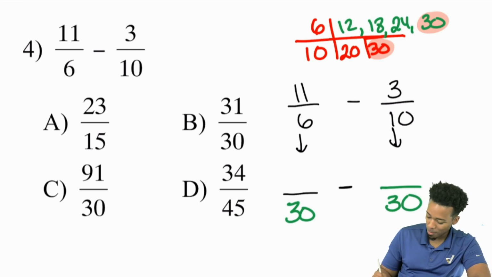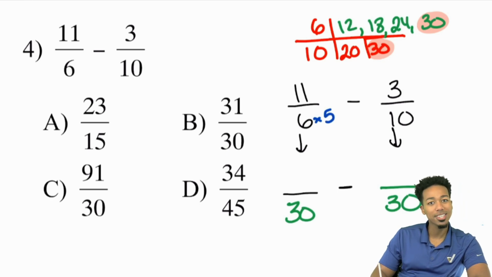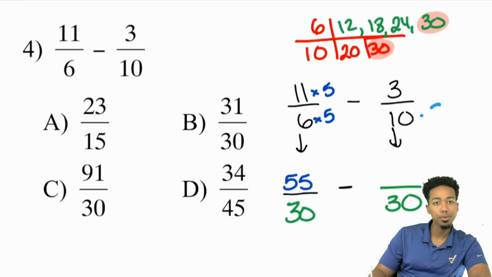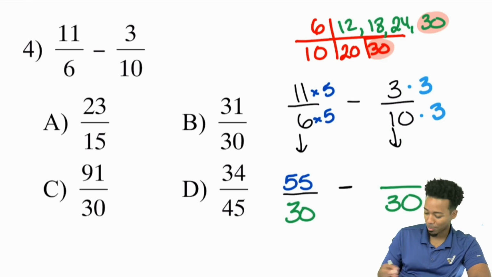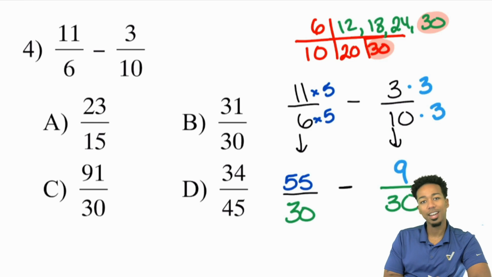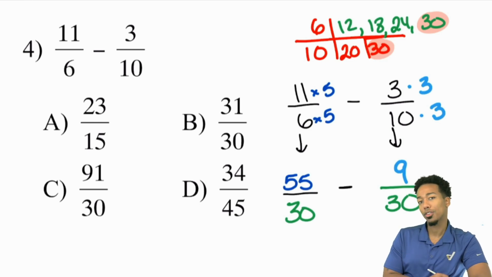Well, over here, my party people, 6 times 5, that's going to be 30. And remember, you do the same thing to the top and the bottom. Boom. 11 times 5, that gives me 55. And over here, similarly, how do I get from 10 to 30? Times 3. And so I'll multiply the top and the bottom by 3. And so 3 times 3, that's going to give me 9. So right now I have 55 over 30 minus 9 over 30, right over here.